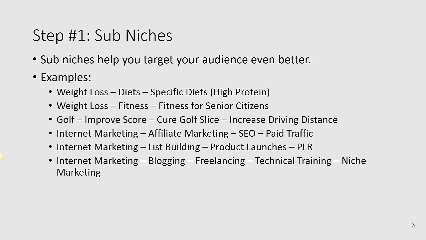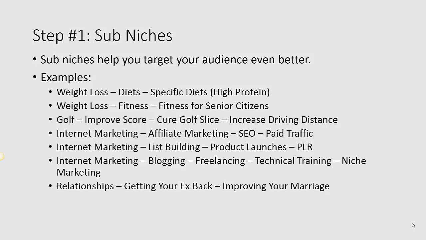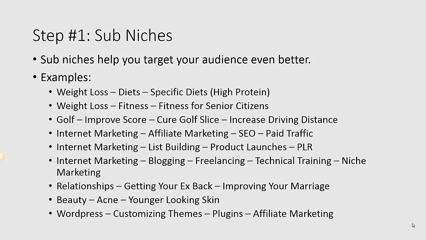The internet marketing spectrum covers blogging, freelancing, technical training, niche marketing. So under internet marketing, if that's what you choose, you need to select: am I going to talk all about affiliate marketing? Am I going to talk all about list building? Am I going to talk about blogging, freelancing, those types of things? Inside relationships, you've got everything from getting your ex back to improving your marriage, for example. In the beauty niche market, you've got acne, and on top of that, inside beauty, you've got people that want anti-aging properties or younger looking skin. They want to look younger.